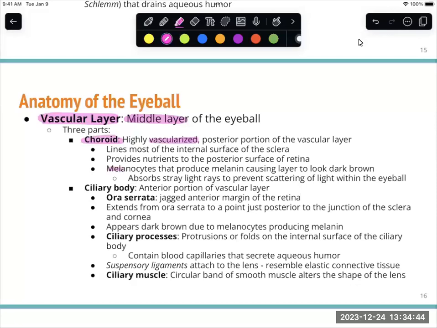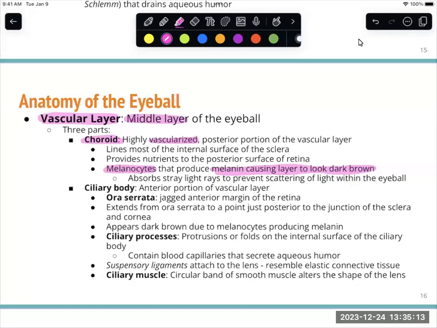We also have melanocytes, those pigment producing cells that we talked about with the skin and your hair color. We have melanocytes in there. They produce melanin for that eye, which makes that layer look dark brown because you're seeing all that melanin that's been produced.